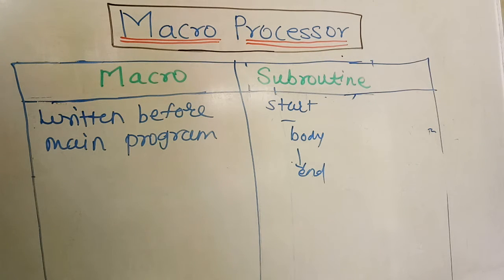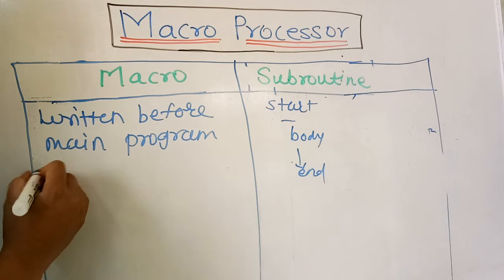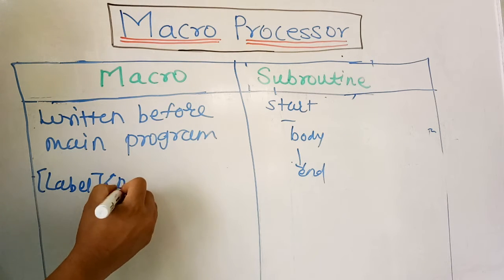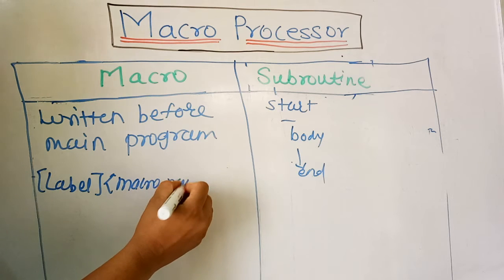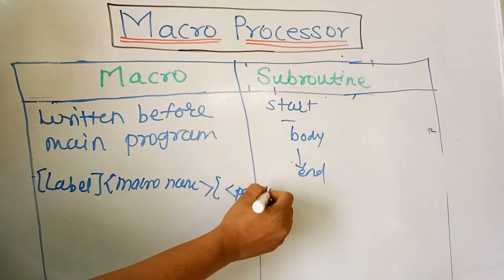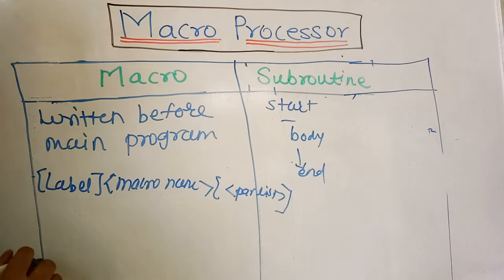The next differentiating mechanism is the call statement of a macro in assembly language. For example, you have to write the label, then the macro name, then the parameter list. For example, you have to calculate the factorial. Then what is the calling mechanism for the factorial?